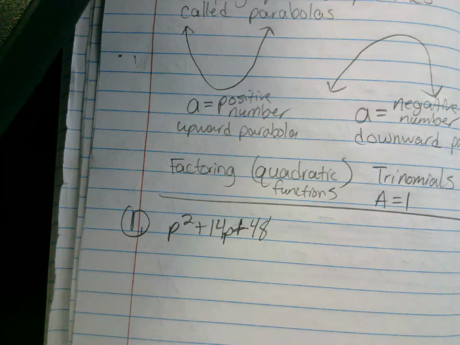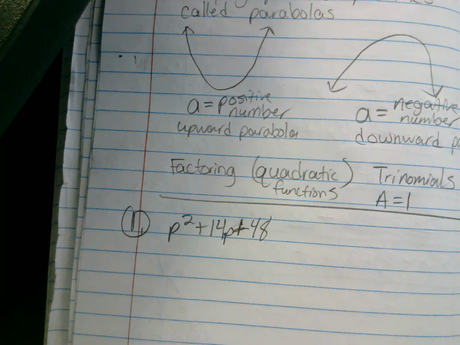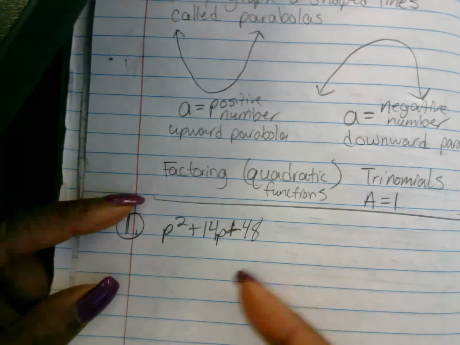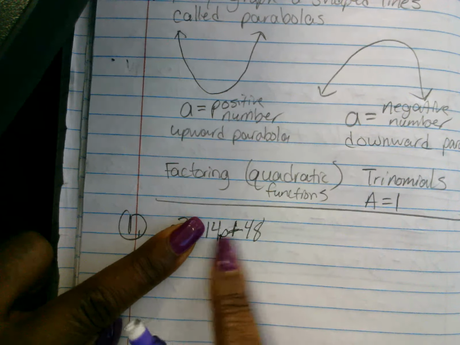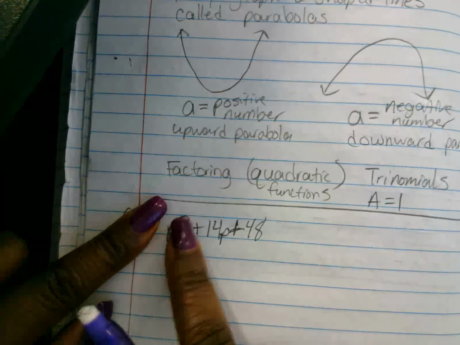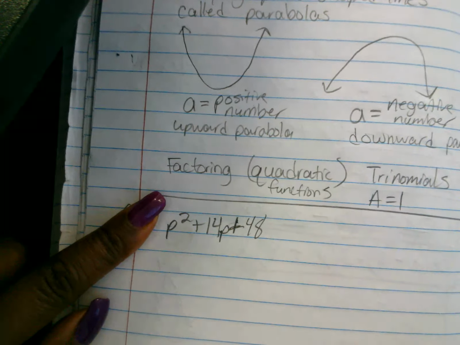Because P is not a negative. No, p can be a negative. That means it would just be a downward u. This is an upward u because the coefficient in front of the x squared is a positive number. But what makes it a quadratic function? Because of the x squared term. The x squared term, which in this case is p squared, makes this a quadratic function. Without it, it would be linear. With it, the variable squared term is making it a quadratic function.